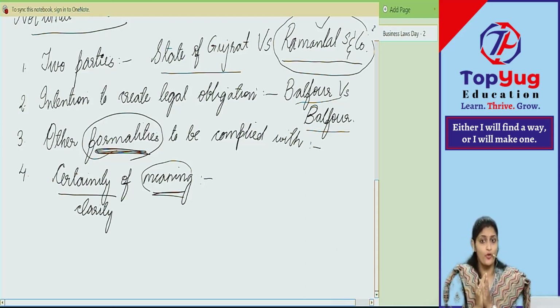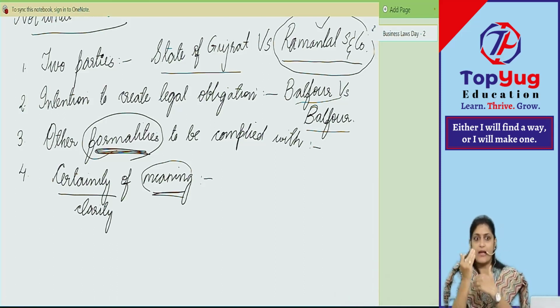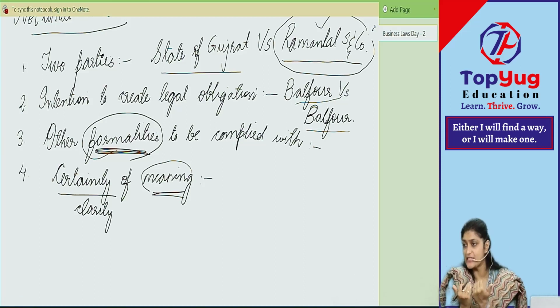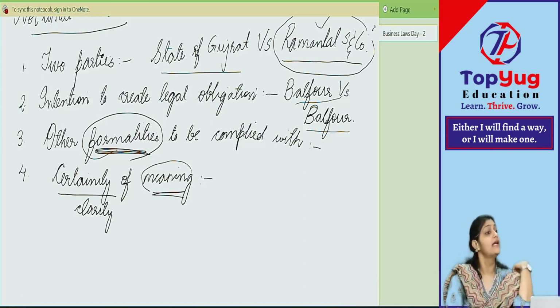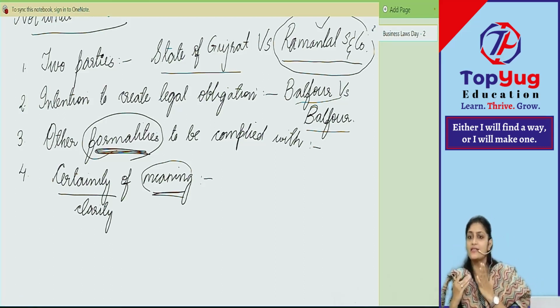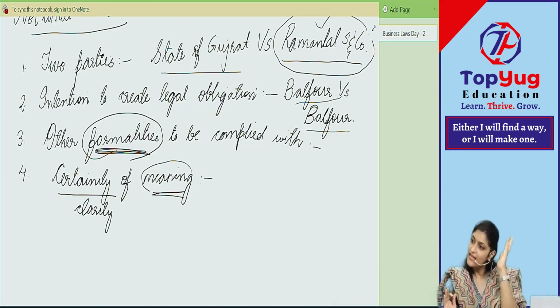I am giving you a proposal. I should be clear with whatever I am saying. You are saying yes. You should be clear with whatever you are saying. I should understand whatever you have told me, and you should understand clearly whatever I have told you. Clarity of meaning. Then only it is a contract. Otherwise, it is not a contract.